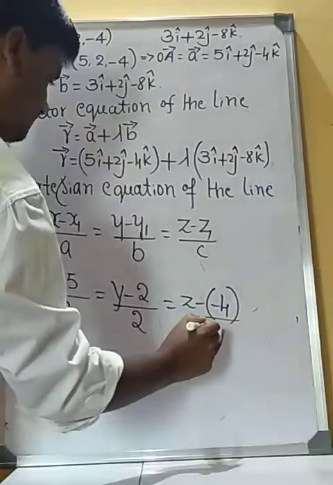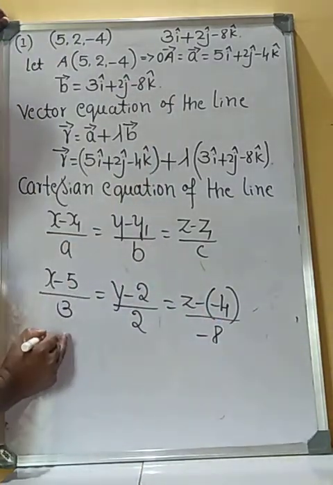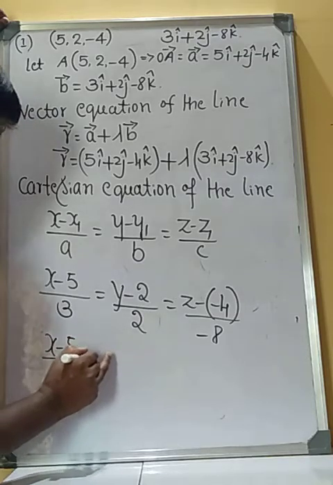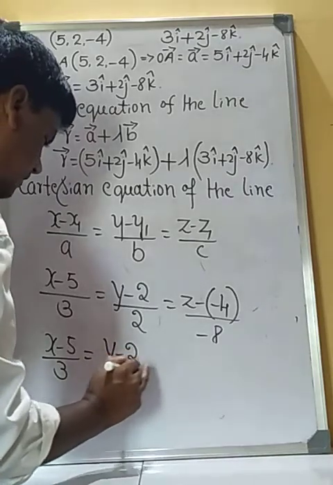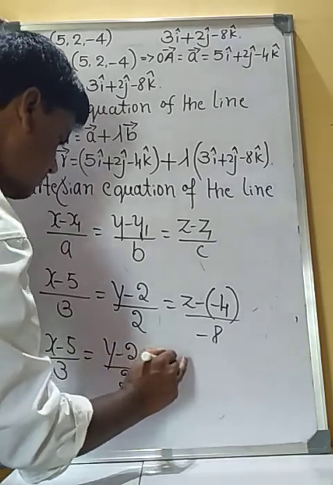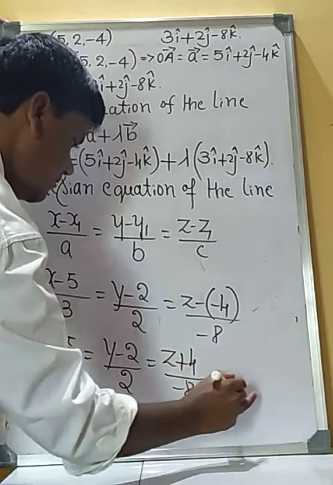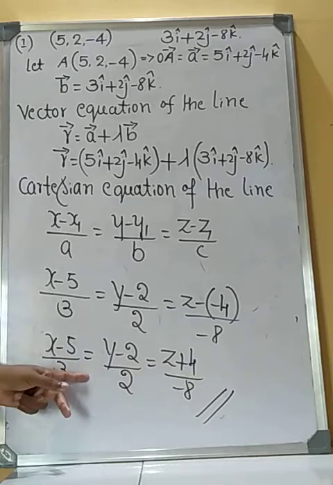dividing by minus 8. Therefore, (x minus 5) dividing by 3 equals (y minus 2) dividing by 2 equals (z plus 4) dividing by minus 8, which is the Cartesian form of the equation of a line.